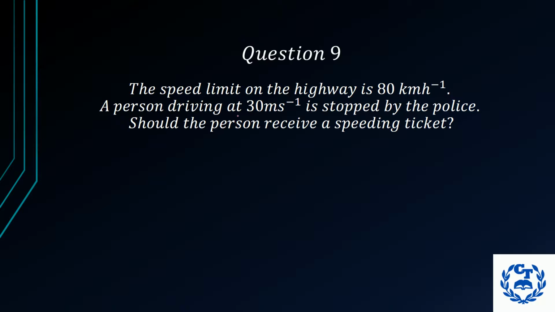The speed limit on the highway is 80 kilometers per hour. A person driving at 30 meters per second is stopped by the police. Should the person receive a speeding ticket? For this question, we have to convert the meters per second to kilometers per hour, or the kilometers per hour to meters per second. I will go and change the 30 meters per second to kilometers per hour.